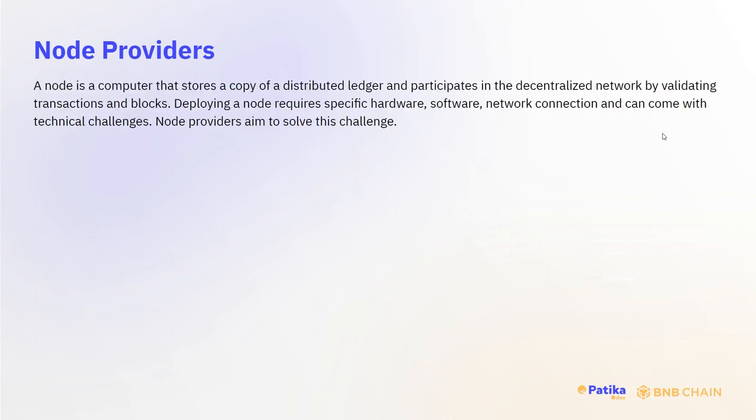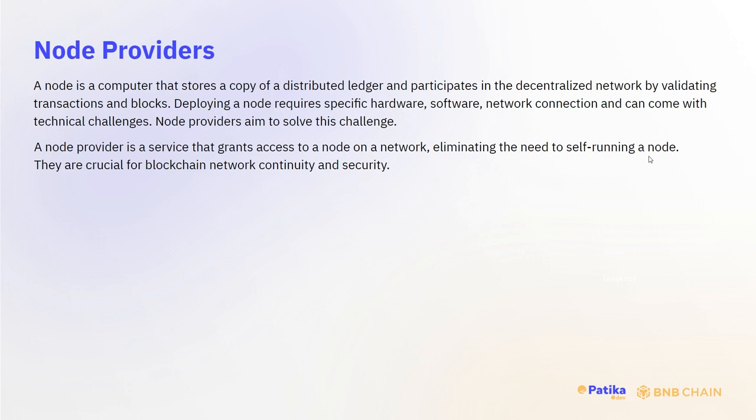A node is a computer that stores a copy of a distributed ledger and participates in the decentralized network by validating transactions and blocks. Deploying a node requires specific hardware, software, network connection, and can come with technical challenges. Node providers aim to solve this challenge. In this regard, a node provider is a service that grants access to a node on a network, eliminating the need to self-run a node. They are crucial for blockchain network continuity and security.